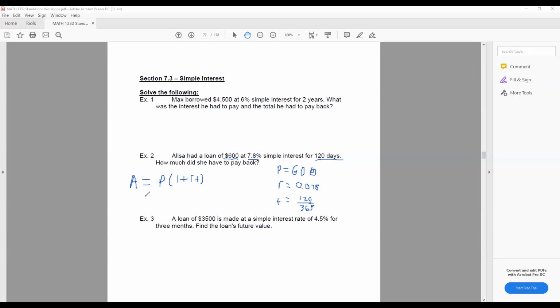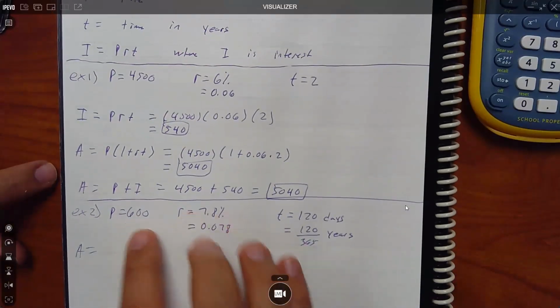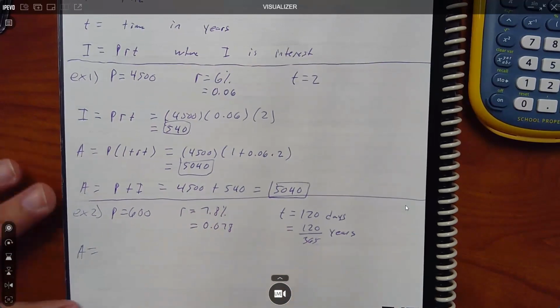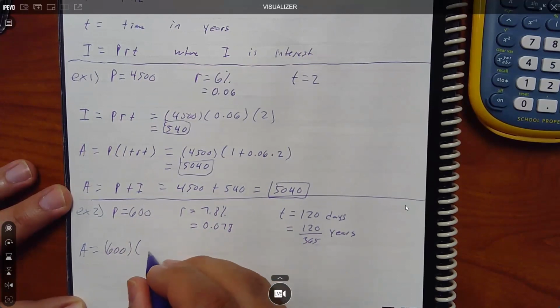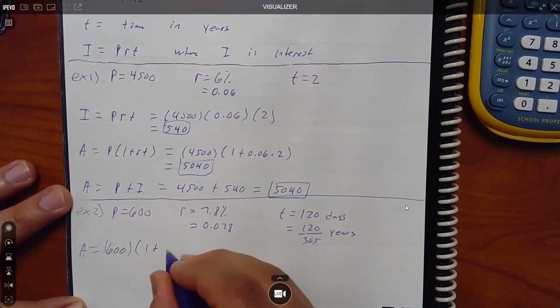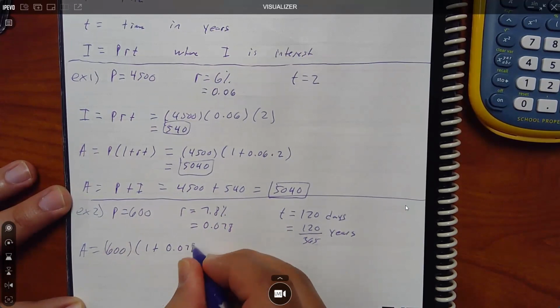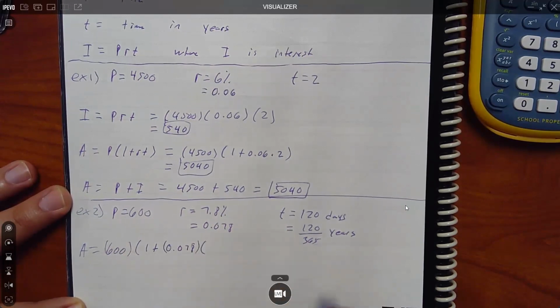They want to know how much he has in the future or how much he owes. So P principal, rate, time. So she borrowed $600. Formula says 1 plus RT, so 1 plus 0.078 times 120 out of 365.